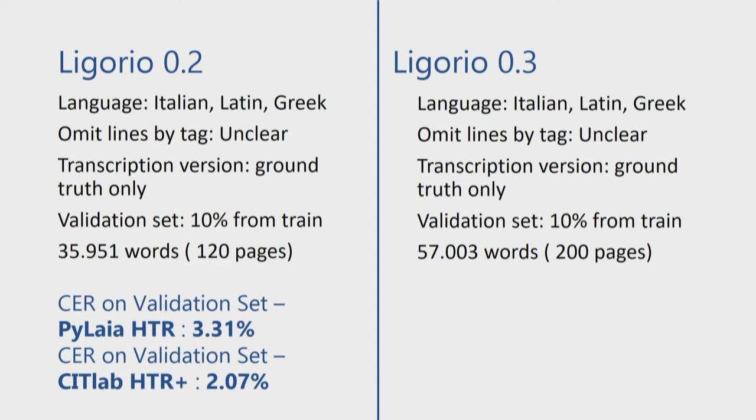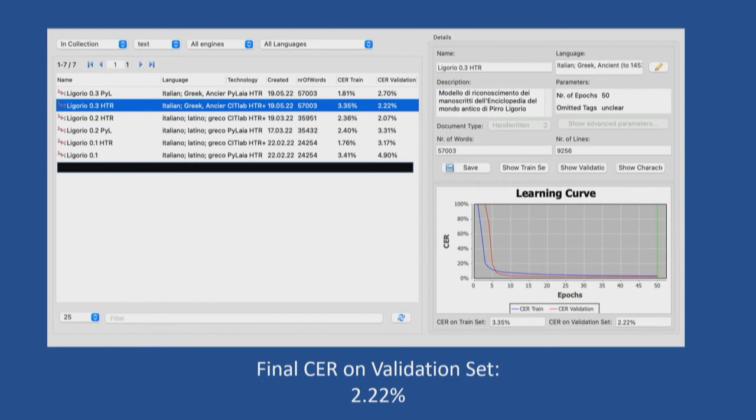These models showed major errors in transcribing Greek inscriptions and some lines of Latin inscription. This is why a third and final model was created after transcribing from pages 121 to 200 using the Ligorio 0.2. The slide shows a summary of all the models, including the Ligorio 0.3. This final model, although it has a higher CER VAL of 2.22, solved the inscription problem.